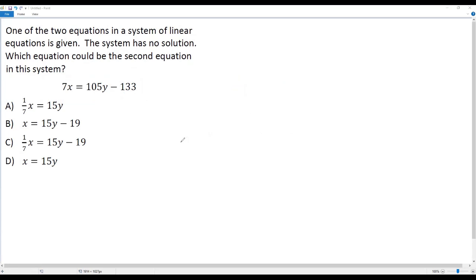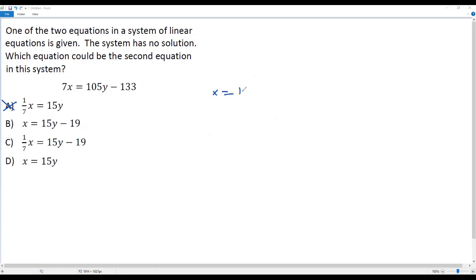Okay, let me erase the stuff. Now let's consider answer choice B. The same thing, I have to get this equation exactly in this format. For that, we have to make this x as 7x. Let's multiply both sides of this equation by 7 to make this x as 7x on the left side.